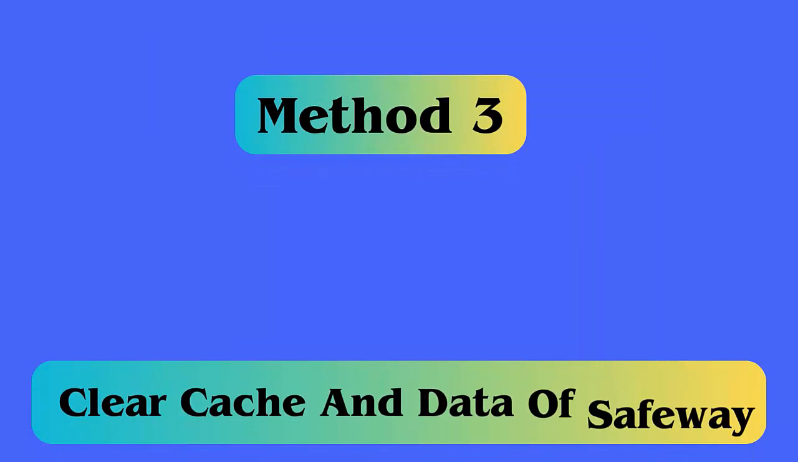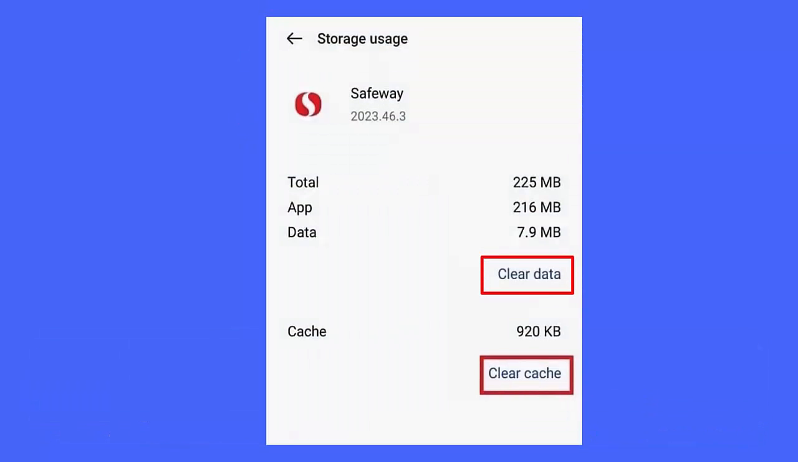Method 3. Clear cache and data of Safeway. Follow the steps. First, open settings on your Android. Now, click on Apps Management and choose Apps. Now, click on Safeway, Storage. Here, tap on Clear Cache and Clear Data option.